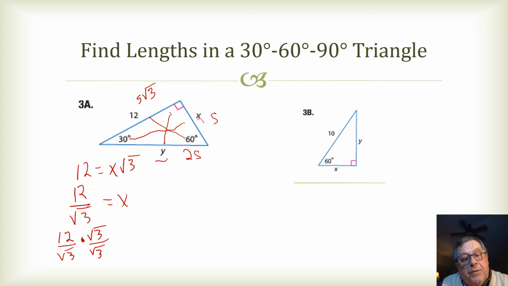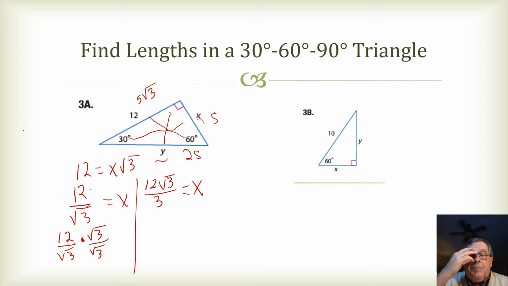And then when we do that, we're going to end up, initially at least, with 12 square root of 3 over 3 equals X. And I see that I can simplify this because I've got a 12 in the numerator, a 3 in the denominator, and 3 will go into 12 4 times. So the shorter leg, or X, is equal to 4 times the square root of 3.